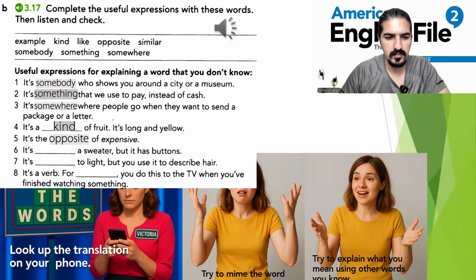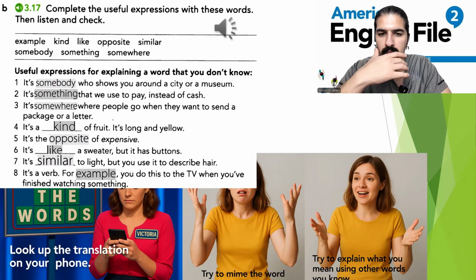6. It's like a sweater, but it has buttons. 7. It's similar to light, but you use it to describe hair. 8. It's a verb. For example, you do this to the TV when you've finished watching something.